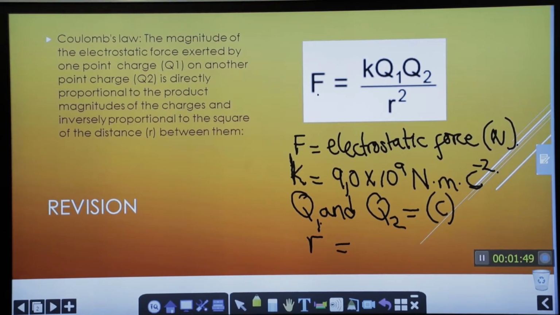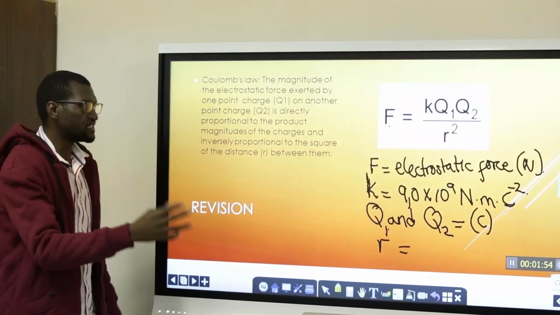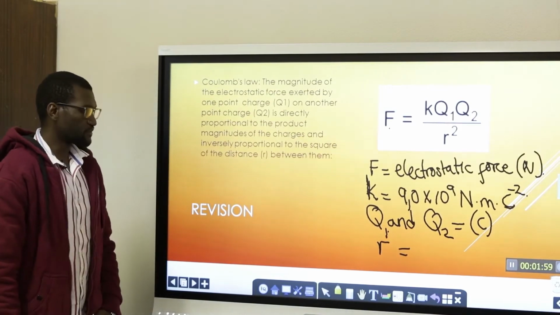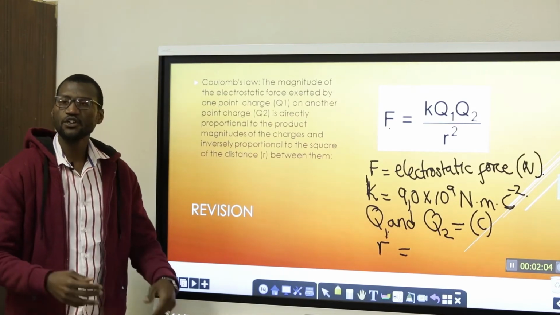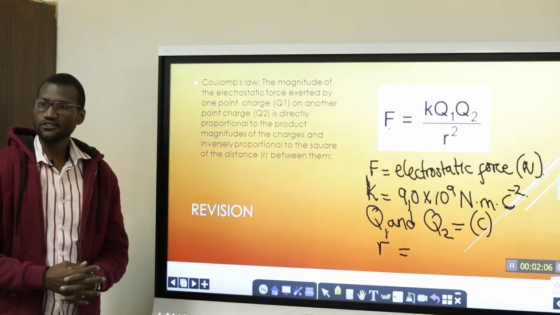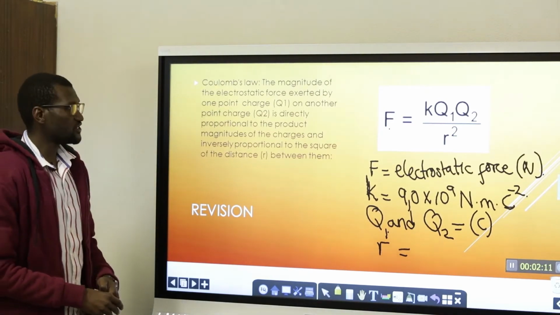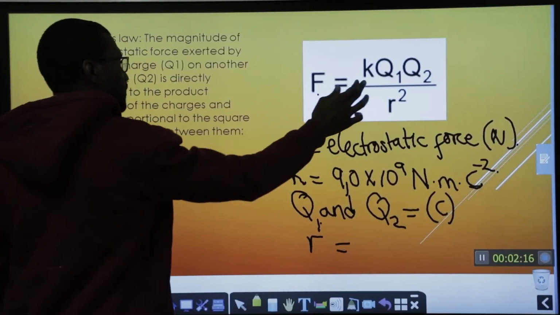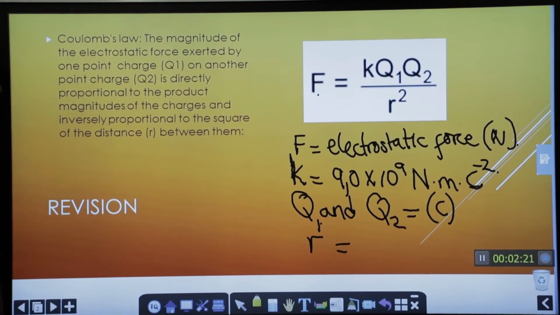And if you would double the R, what would happen to F? The same questions are common when you're looking at Coulomb's law. Please remember that. If you've forgotten, go back to the video on Newton's law of universal gravitation and revise the question we did on changing the different parameters. So Q1 and Q2 are directly proportional to F, but R is inversely proportional to the force.